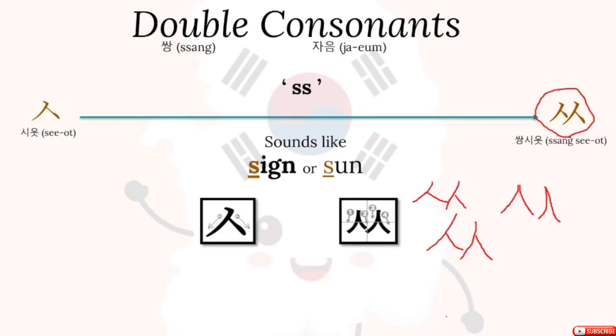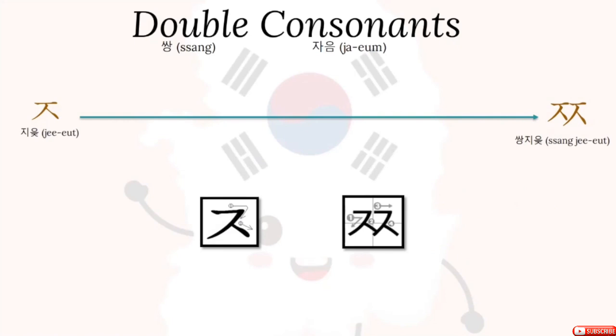Okay, next, the final double consonant is 지읒, 즈, and now it's 쌍지읒, so it's 즈.